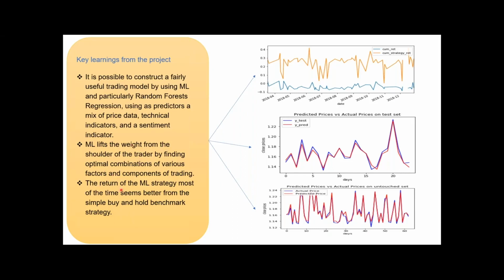The return of the machine learning strategy most of the time seems better than the simple buy and hold benchmark strategy. You can see some graphs here of the cumulative return and the cumulative strategy return. And actually, you can see here how well the model fitted the predicted prices versus the actual prices on the test. And again, another graph, the predicted prices versus actual prices on the untouched set.